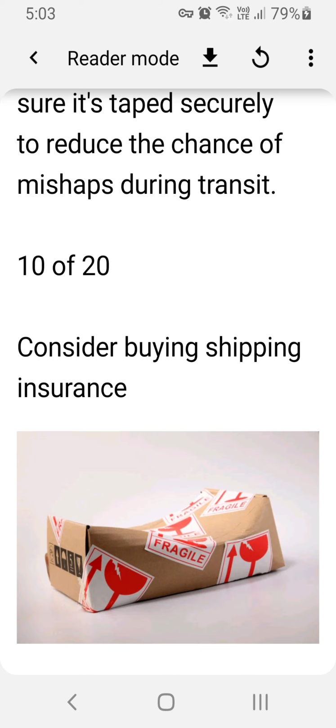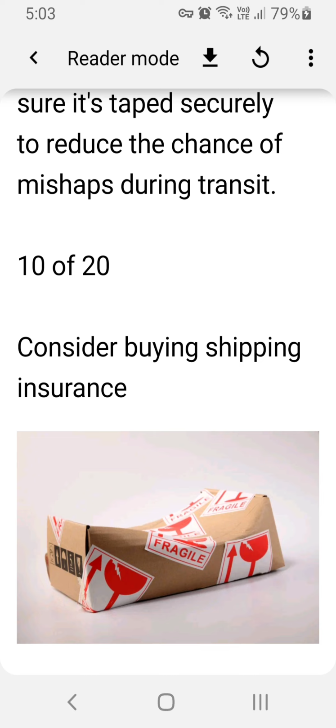5 of 20: be ready to haggle. Shutterstock. In most cases, it makes sense to list an item online for a little more than you're willing to accept to make room for haggling. Most secondhand shoppers are trying to score a deal and will make offers that are generally lower than your asking price. If an item doesn't sell, you can always drop the price later.